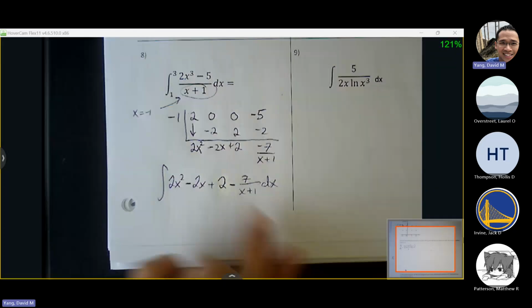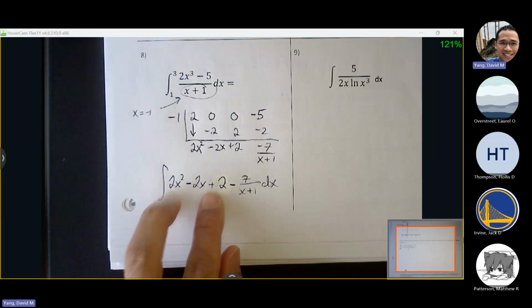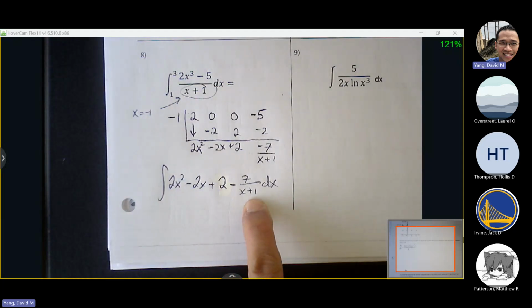And this should be easy because the first few terms will be power rule and the last term will just be natural log.